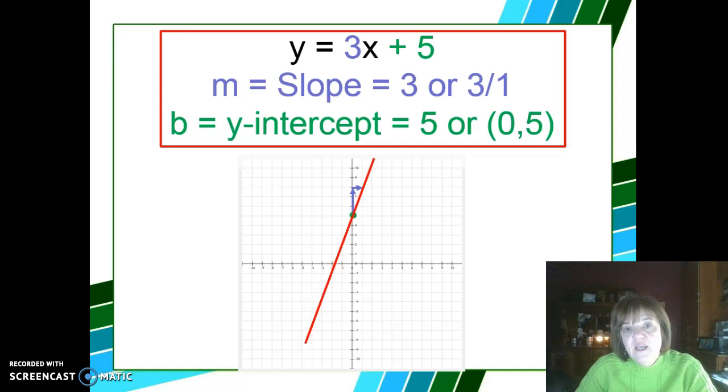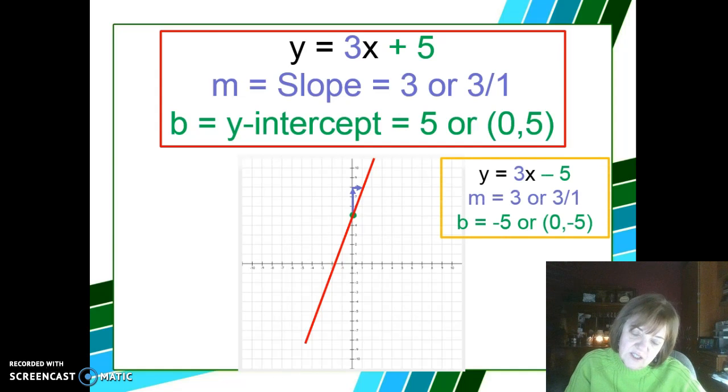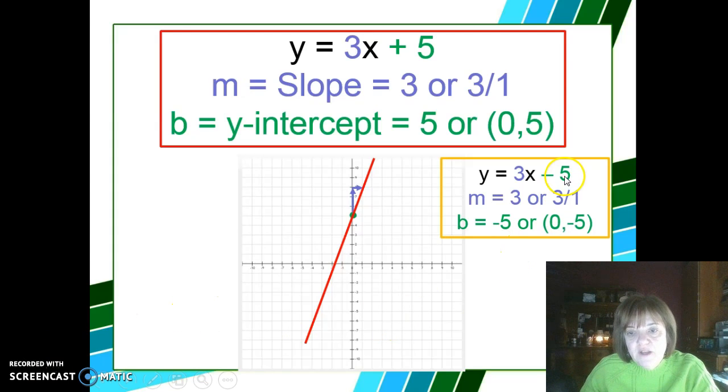Now, what happens if instead of being a plus 5, it's a minus 5? Let's take a look at that idea. How does that change things? We've got the same slope, but now the y-intercept is a negative 5. So what I want to make sure you're aware of here is it's not just the number. It's the sign in front of it, or the operation in front of it. It's either plus or minus. So you have to include that. If you notice, I highlighted both the 5 and the plus in this one, green, all right, and I did the same thing here, the minus 5, highlighted it green to match what we've been doing.